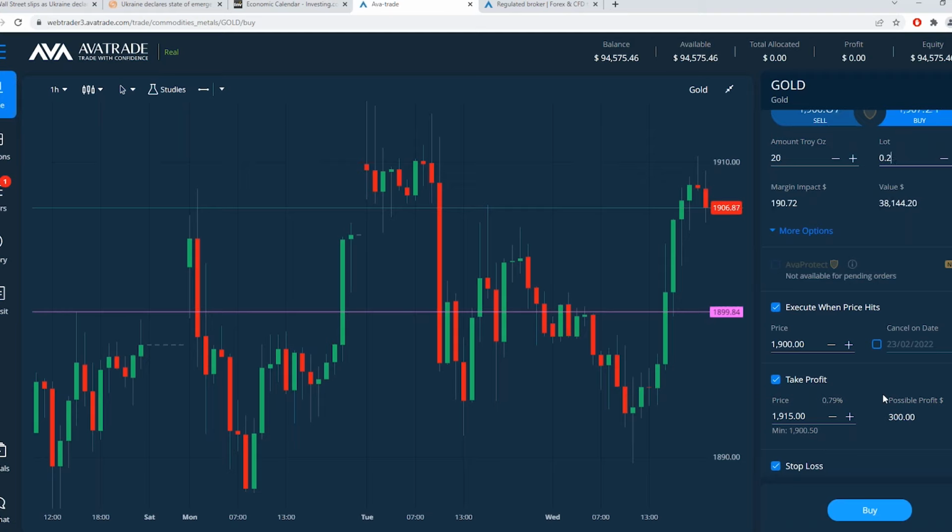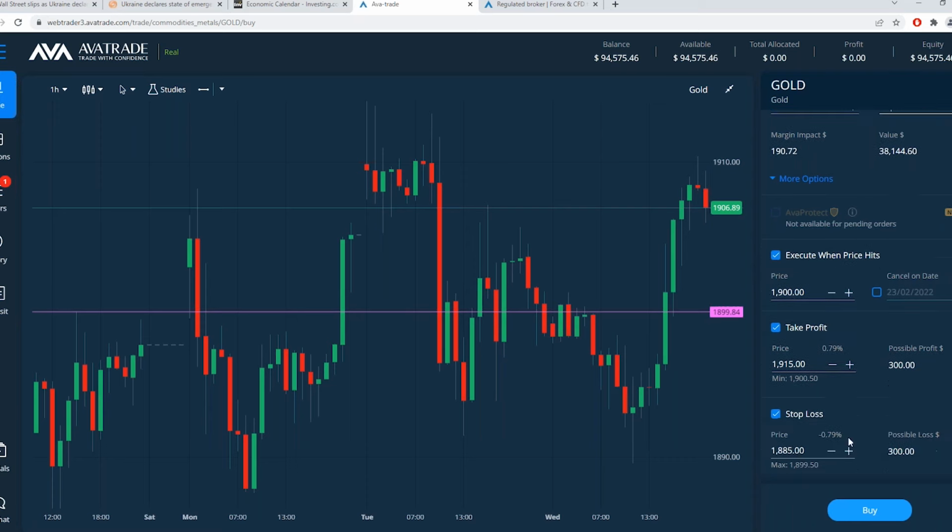Okay, 0.2, it's 300 possible profit, 300 possible loss. Maybe you're comfortable with that, but at least you're informed going into it. If I've got 30,000 in my account and I'm risking 300, okay, 1% risk, right? Or whatever the case may be. Whatever your balance is, whatever percent you want to risk, you're informed here with the risk management tools.